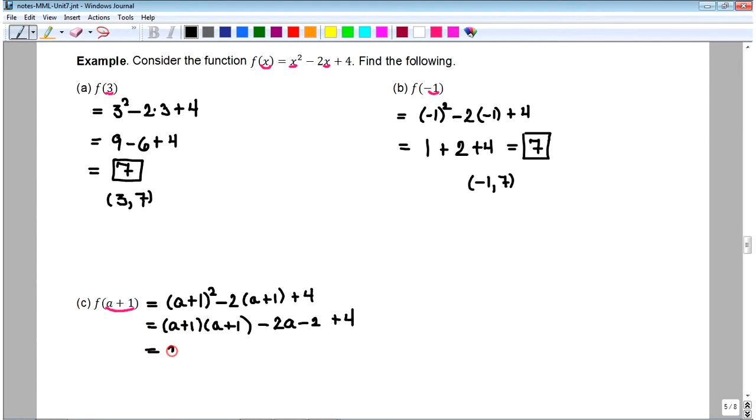Once you use FOIL, you should end up with an a squared plus 2a plus 1. We still have minus 2a. We can go ahead and combine our minus 2 plus 4 to get a positive 2. So notice that the 2a's cancel out, and it looks like our simplified answer will be a squared, and we have 1 plus 2, or 3.